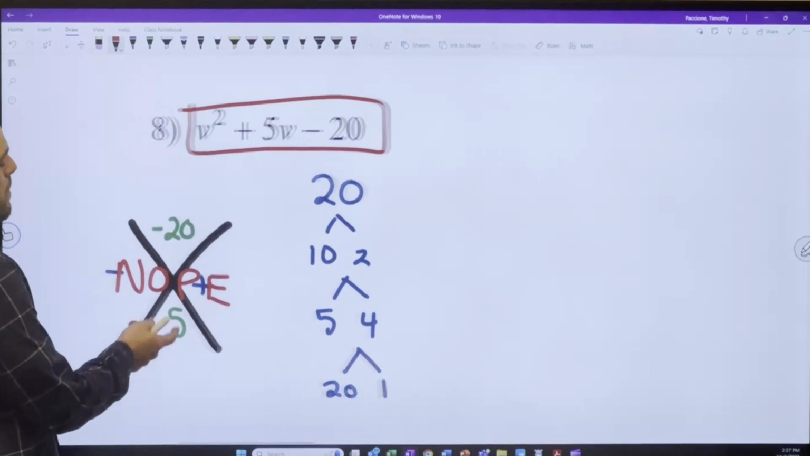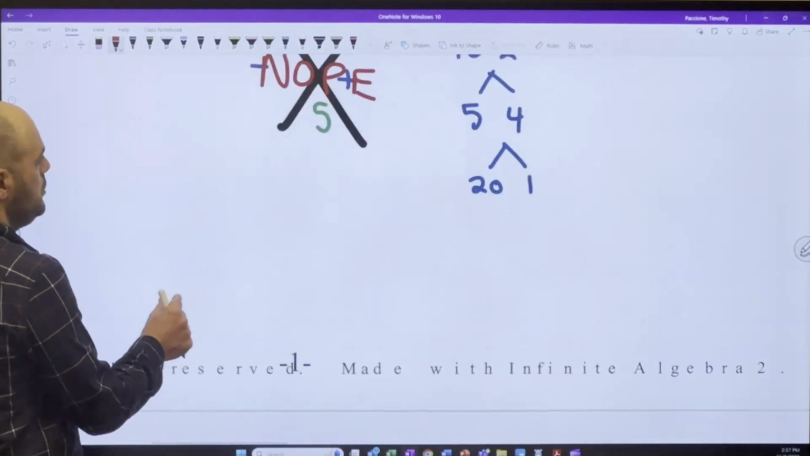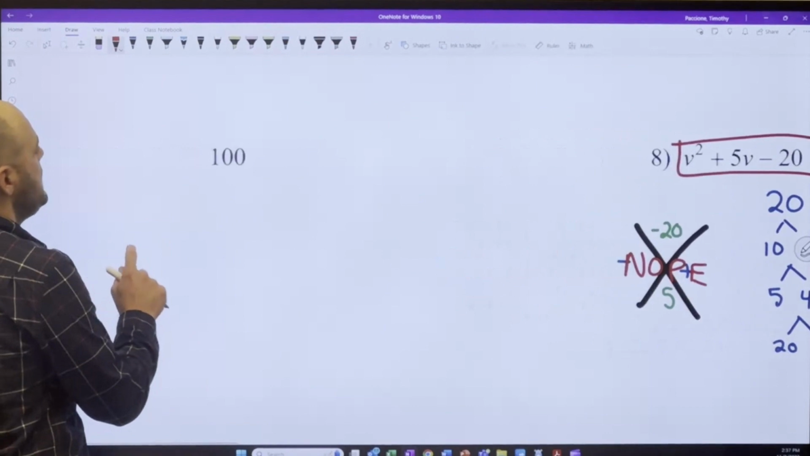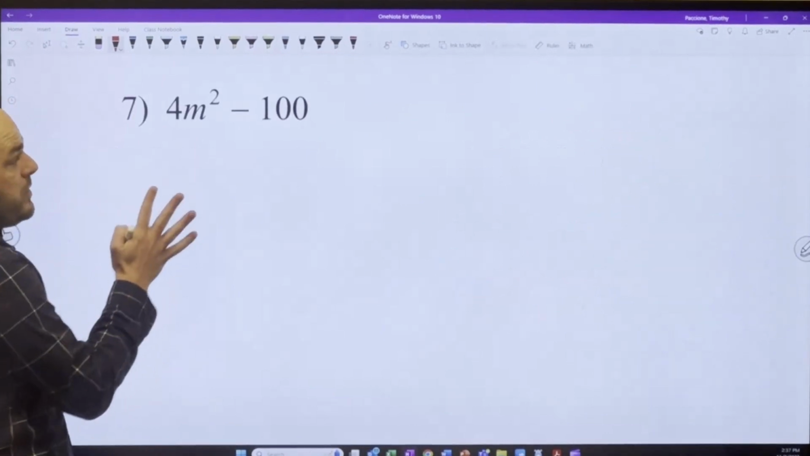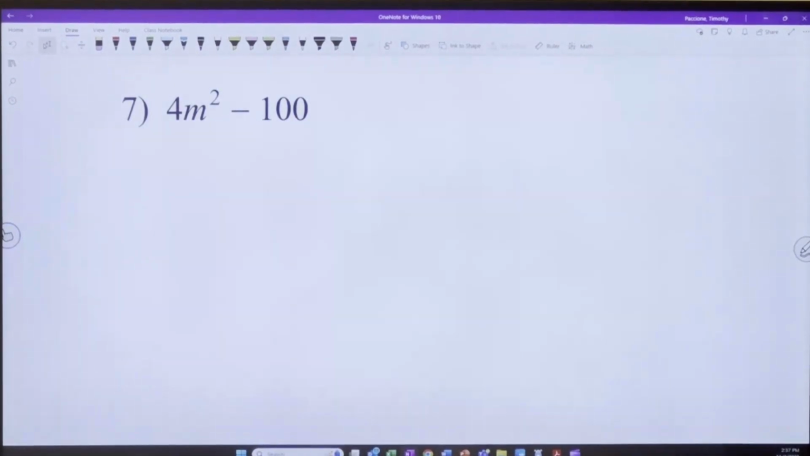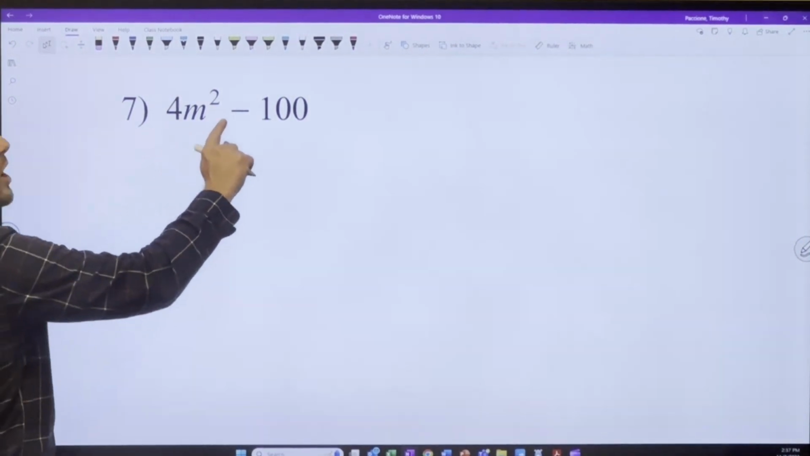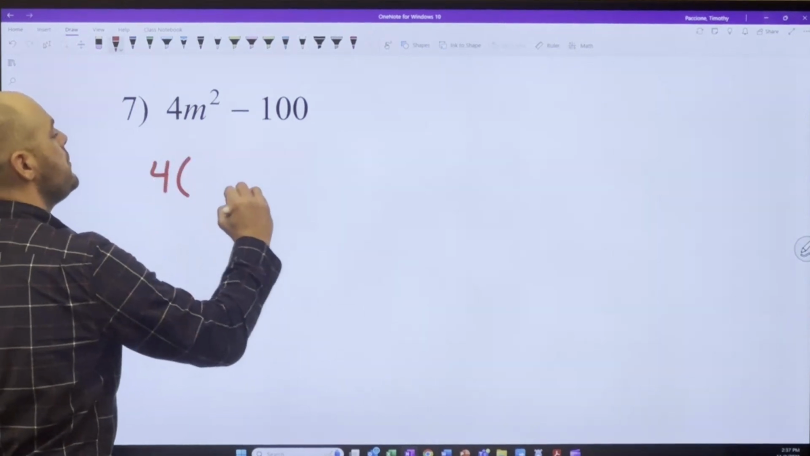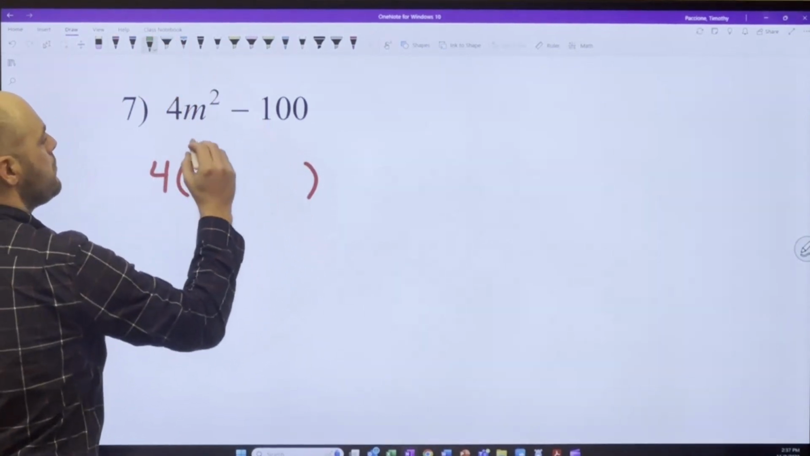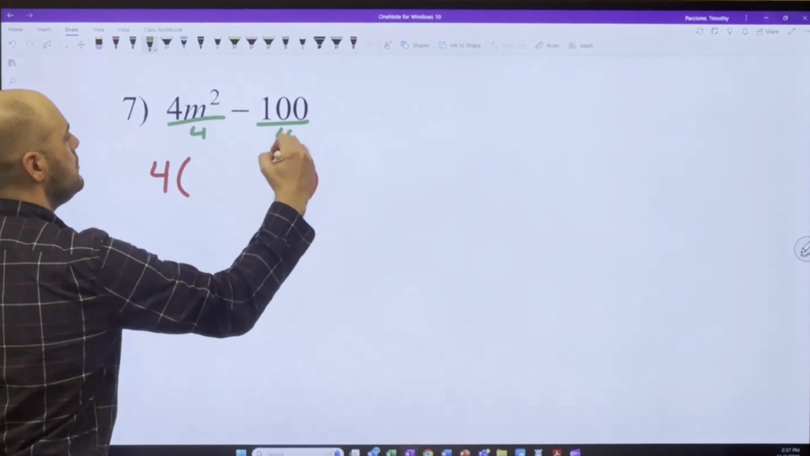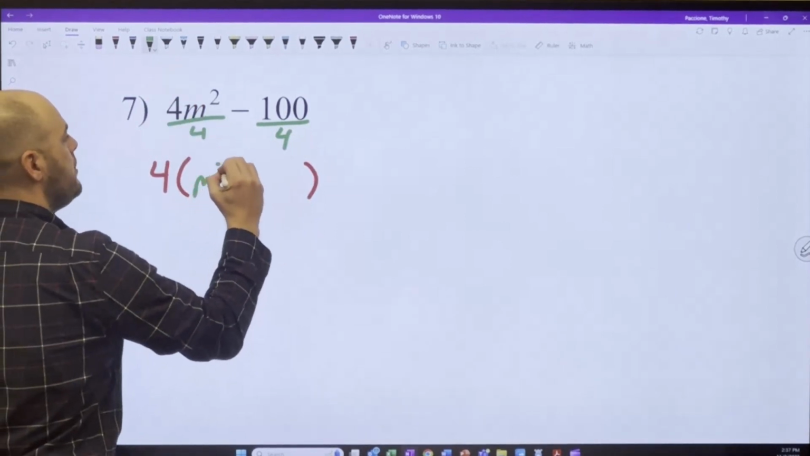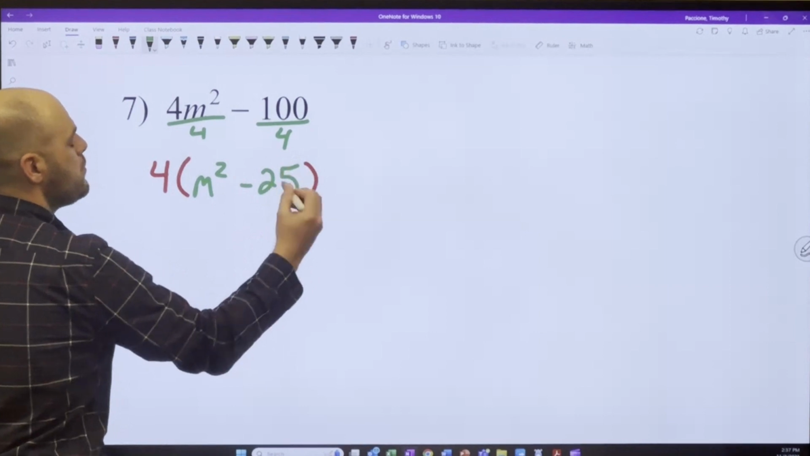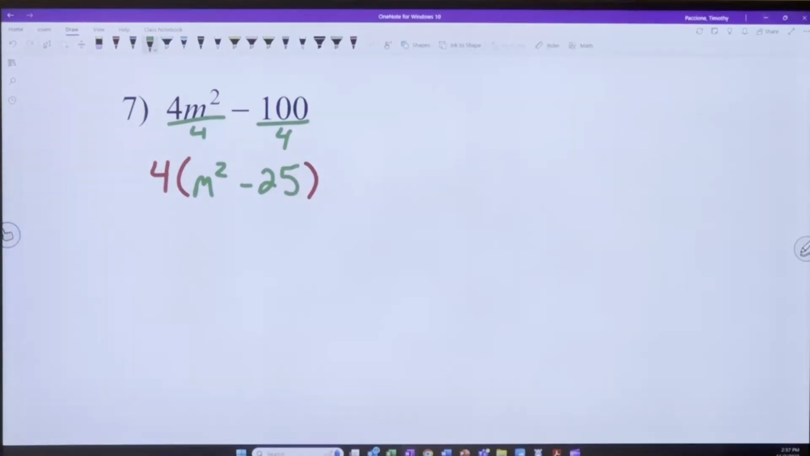So number 7. Okay. Remember, the first thing you always want to look for is a GCF. I know that this is a weird looking one, but still we want a GCF first. Does anything go into 4m squared and 100? 4. Yeah, 4 goes into both of those. And I get m squared minus 25.